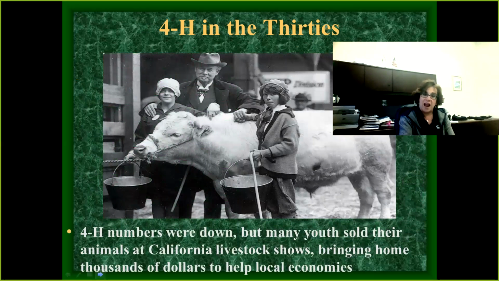Our numbers were down at that time, but again, you're talking about the Depression era, and it makes sense that numbers would be down. But what would happen is our young people would take their animals and show them in California, sell them, and then bring that money back to their families.